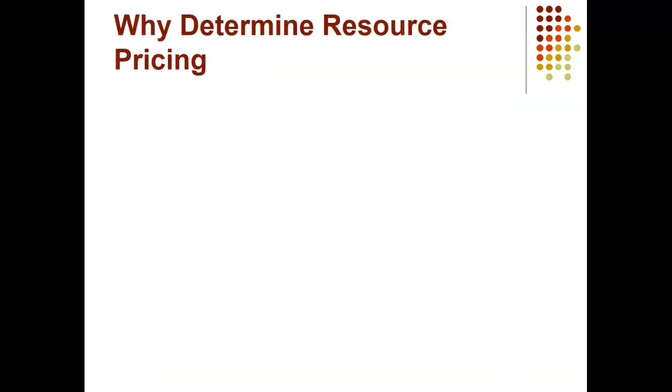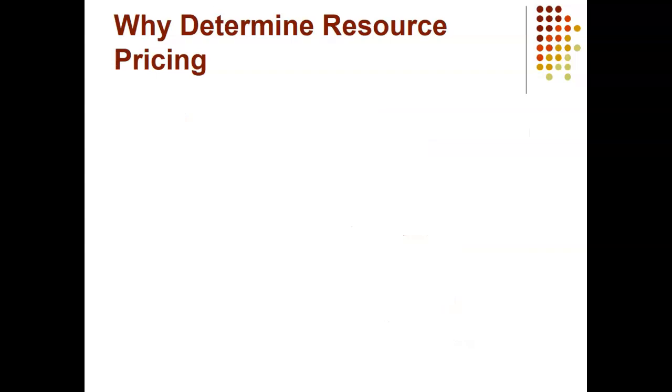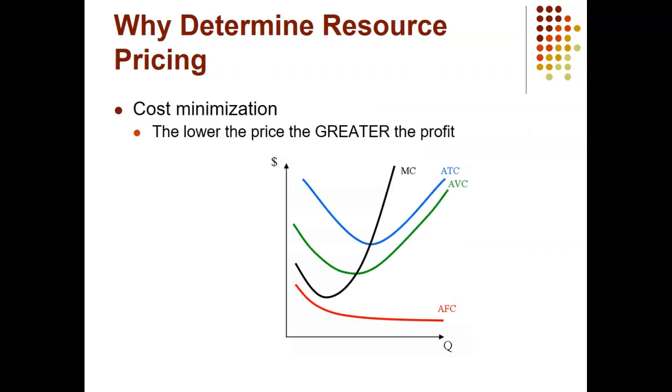So first off, why do we care? Well, if I know how much workers are getting paid, I know how much I can sell something for. If it costs me $10 to produce, I should probably charge more than $10. So just basic accounting says we should know how much it costs to do that kind of stuff. So why else? Well, to try and minimize the cost. The lower the price, the greater the profit. And that price now is on the resource side of things. So we try and minimize that, get it as low as possible.